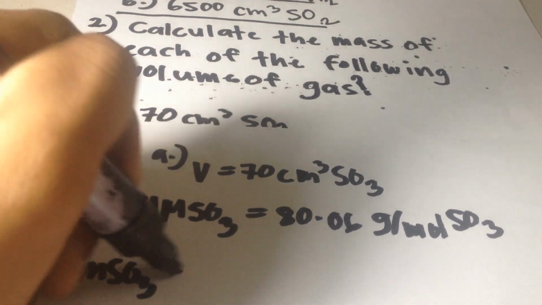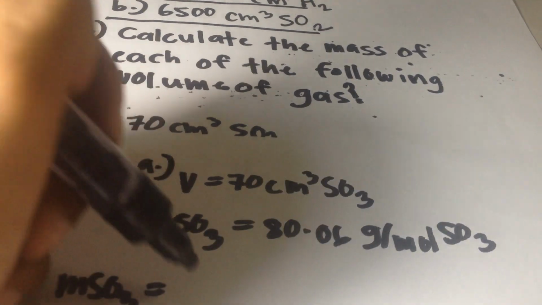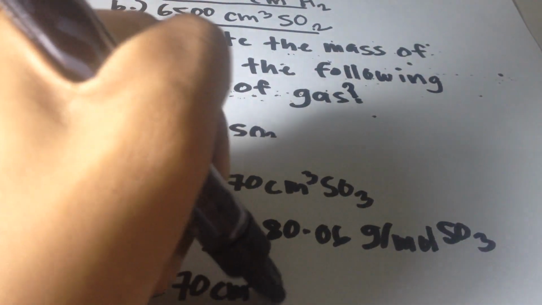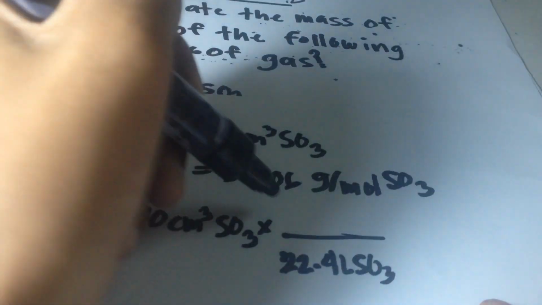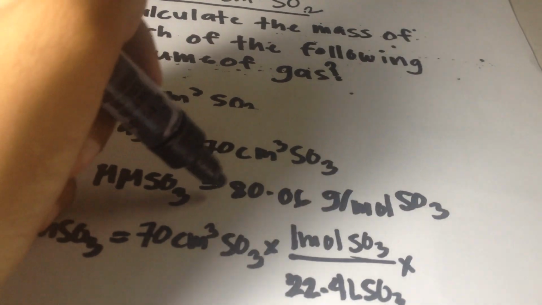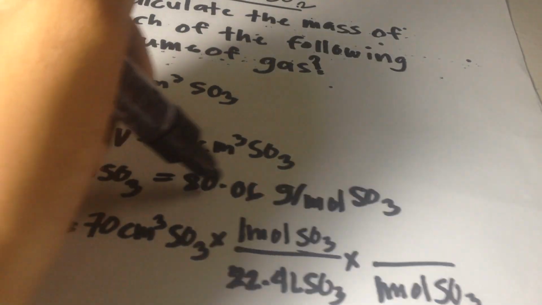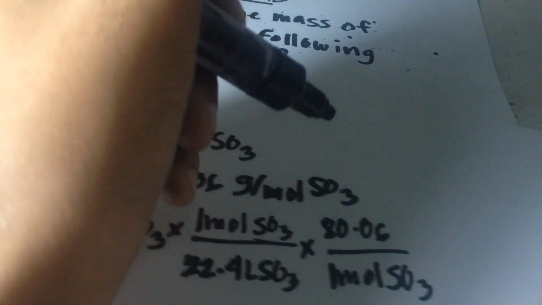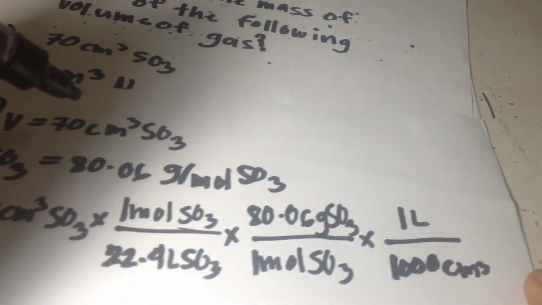So the mass of SO3 is equal to 70 cubic centimeter of SO3 times 1 mole of SO3 per 22.4 liters of SO3, times the molecular mass of SO3, which is 80.06 grams of SO3 per 1 mole of SO3, and then times, we convert liter to cubic centimeter, in 1 liter we have 1000 cubic centimeter.